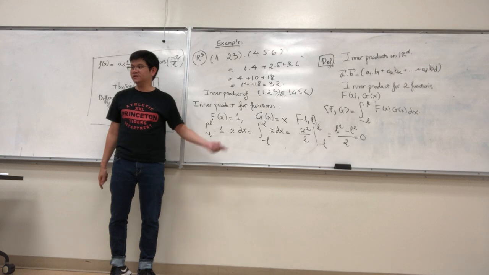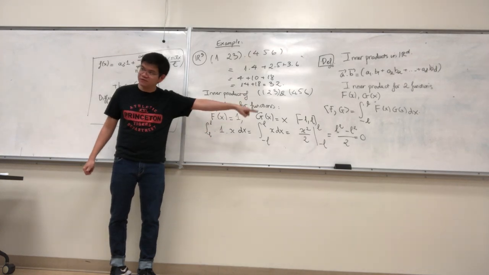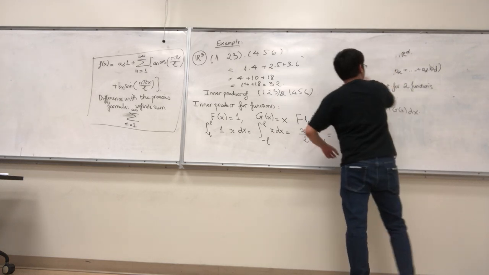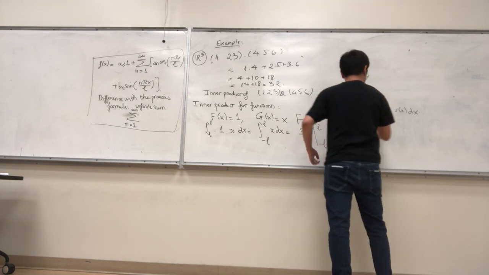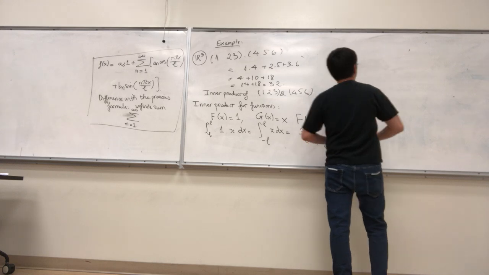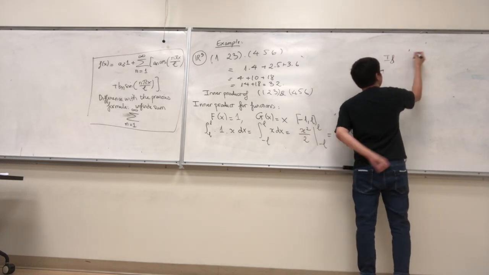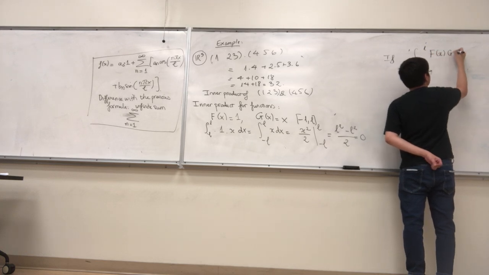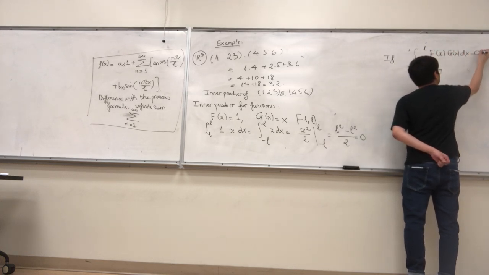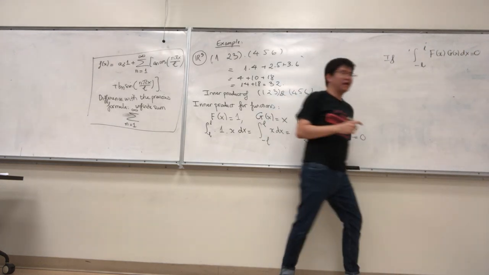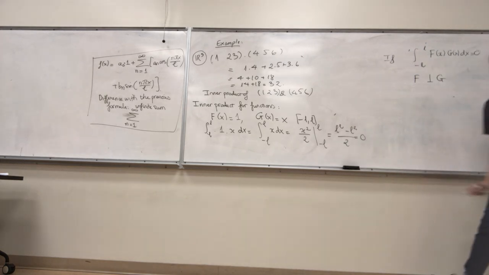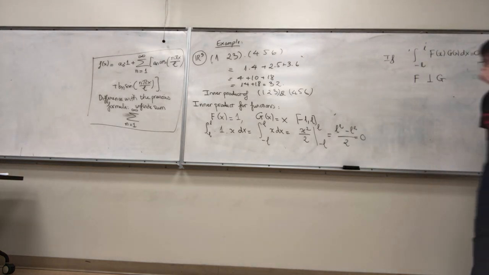You just multiply them, you take the integral, and if the integral is 0, then I'm going to say that f and g are orthogonal. In this case, this is 0. Questions? Is it clear? So it's just a definition.